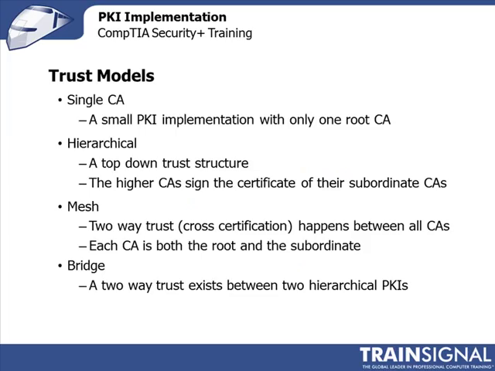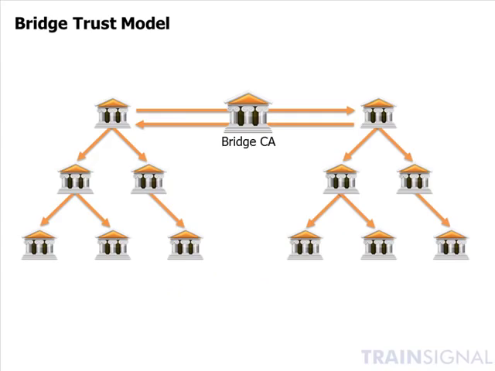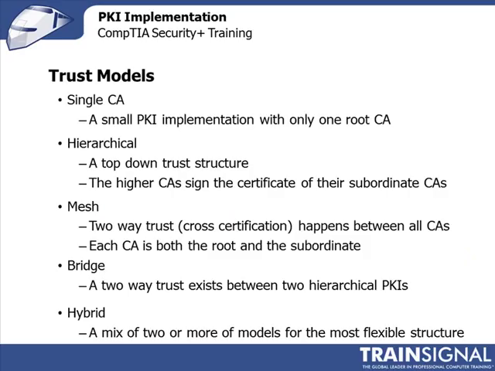There's also the bridge trust model, where a cross-certification trust exists between two hierarchical PKIs. With the bridge model, one or more bridge CAs exist that set up that cross-certification relationship between the PKI implementations. This is great for establishing interoperability between organizations, like in an e-commerce B2B environment. That's business to business. And the last trust model we're going to talk about is a hybrid trust model. This is a mix of two or more different models for the most flexible structure. You need to be careful when planning a hybrid model because that flexibility can easily lead to chaos.